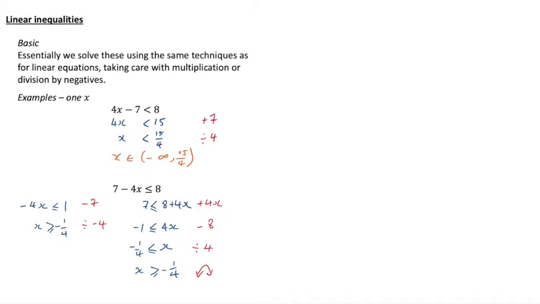And as I say, that has the slight advantage that we don't have to worry about what happens if we times or divide by a negative, or even remember that. In interval notation, that would be x is a member of the set from minus a quarter up to infinity, and notice we have a square bracket with the minus a quarter because x could be equal to it, so it's included in the interval.